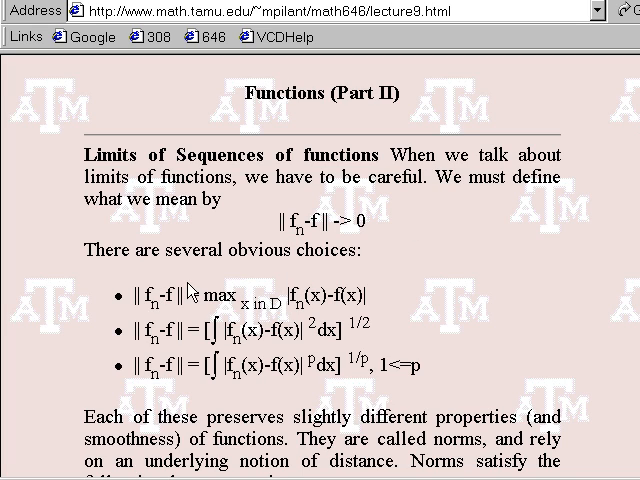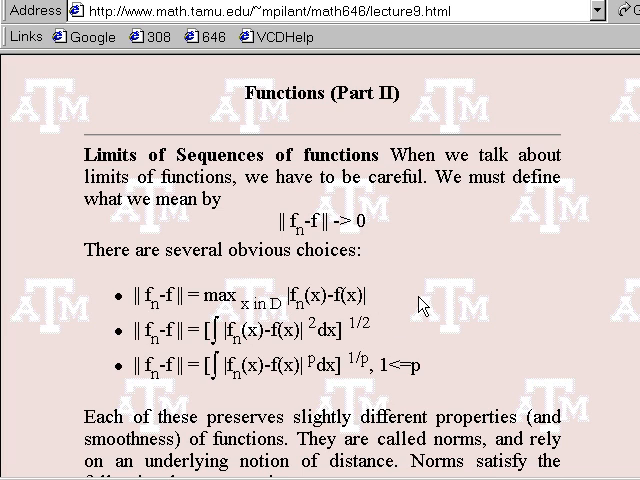Three of the more common ones are the first one, which is called the max norm, because for a closed interval D, you just take fn(x) minus f(x) pointwise, and you see what the maximum value or the sup value is over the interval, absolute value, and that's the greatest distance that two functions are apart pointwise. If that goes to 0, then you have essentially uniform convergence.